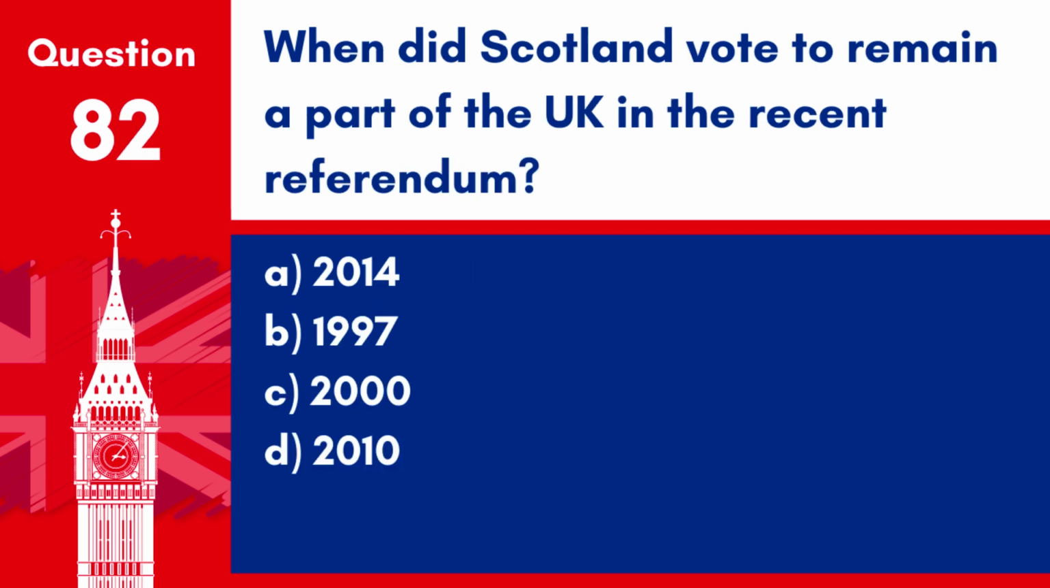Question 82. When did Scotland vote to remain a part of the UK in the recent referendum? A. 2014. B. 1997. C. 2000. D. 2010. Answer: A. 2014. In a 2014 referendum, Scotland voted to remain a part of the United Kingdom, with a majority of the public voting against independence.